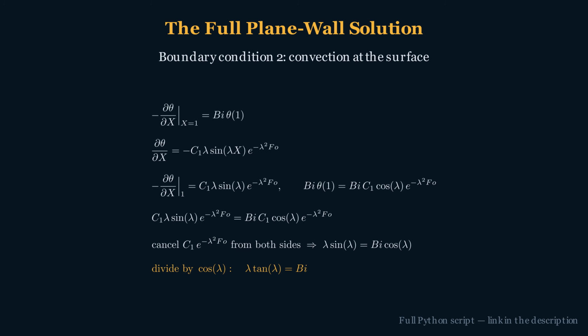At the surface, conduction reaching the wall from inside must equal convection carrying it away. That's dimensionless Fourier's law matched to Newton's law of cooling. Differentiate theta, evaluate both sides at X equals 1, and set them equal. Every term carries the same factor of C1 times e to the minus lambda squared Fo, so that factor cancels completely, leaving a clean relation between sine, cosine, and Bi. Dividing through by cosine lambda gives the characteristic equation, lambda tangent lambda equals Bi.